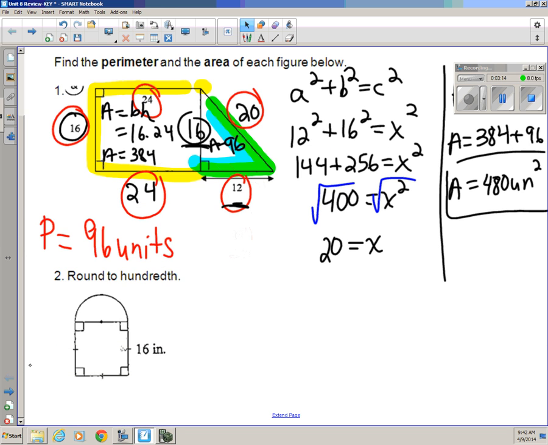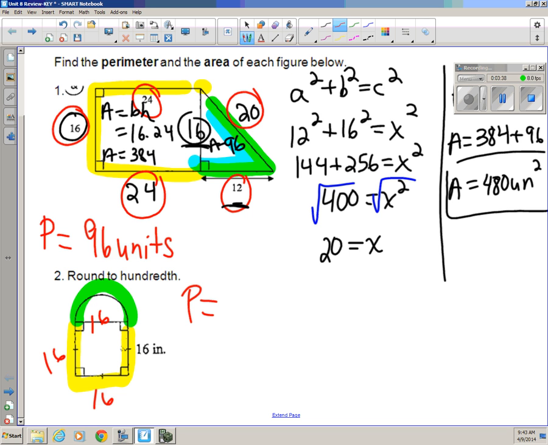Next shape. Area and perimeter. We're going to round this thing to the nearest hundredth. So if we deal with the perimeter, we know that we're dealing with straightaway, straightaway, straightaway, and then we're dealing with the curved portion of half of a circle. So in order to find my perimeter, notice that these are all marked, so everything is 16, as is your diameter. So I'm going to add 3 16s together because those are my yellows.